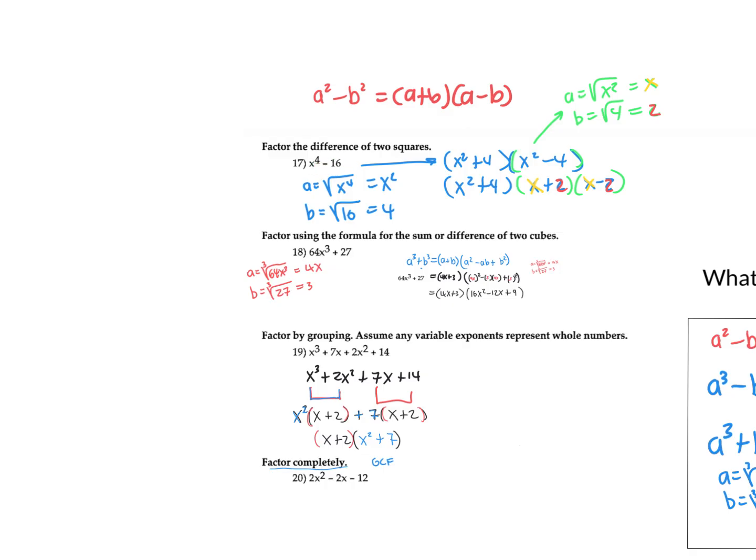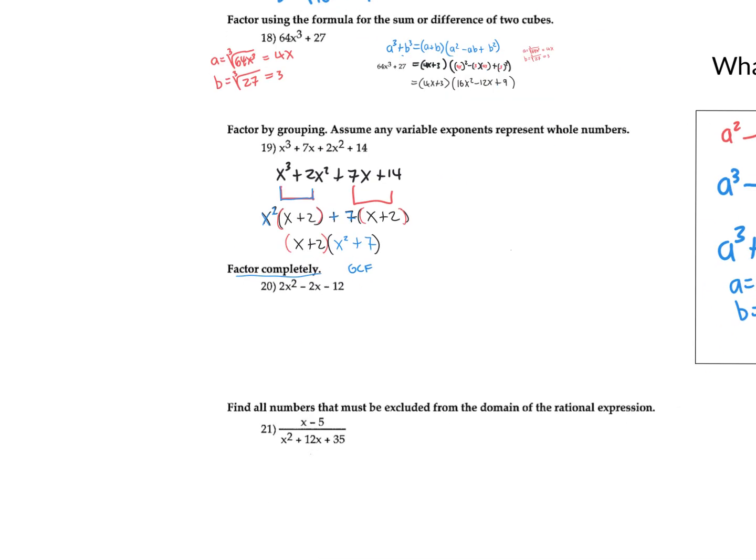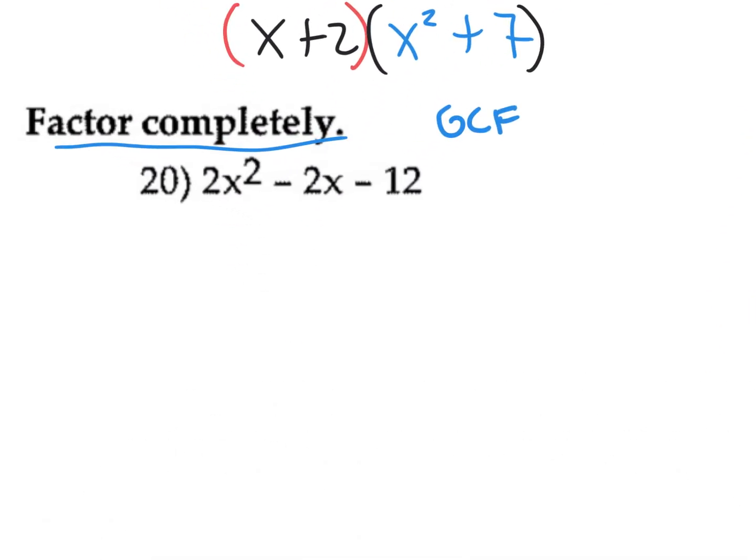There's also no GCF here. But I will tell you, there is a GCF here. And that happens to be 2. It's the case that all of these terms are indeed divisible by 2. So let's go ahead and factor out a 2. So 2 times what would give me a 2x squared? Well, that would be x squared. 2 times what would give me a negative 2x? Well, that would be a negative x. 2 times what would give me a negative 12? Well, that would be a negative 6.